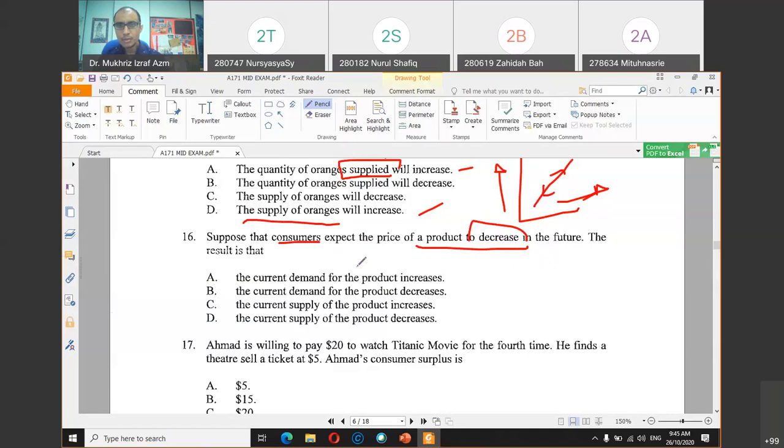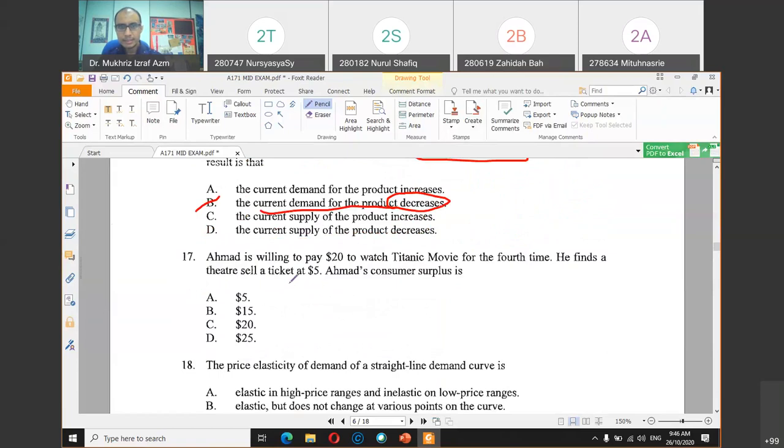So are you going to buy more now or are you going to buy more in the future? Of course you're going to buy less now. So the current demand for the product will decrease. Meaning the customer will buy less because they want to buy more in the future when the price has decreased. So this has to do with demand, nothing to do with supply, because you're talking about consumers' expectation, not the producer side. So it should be B.